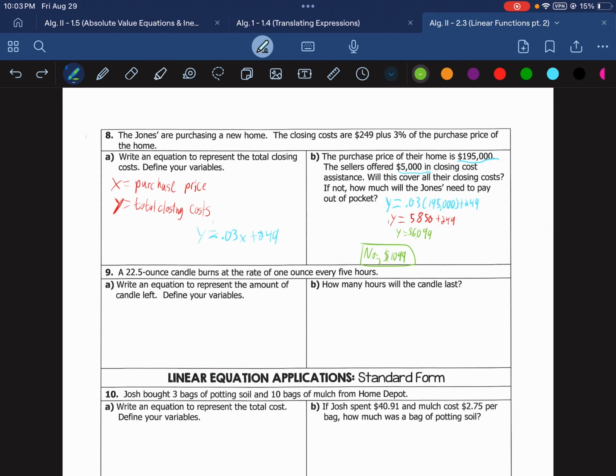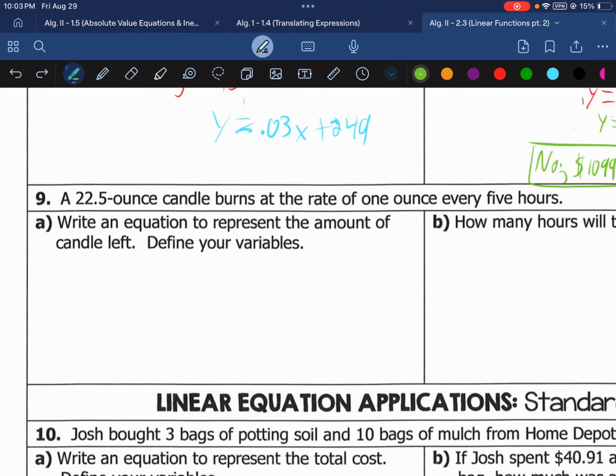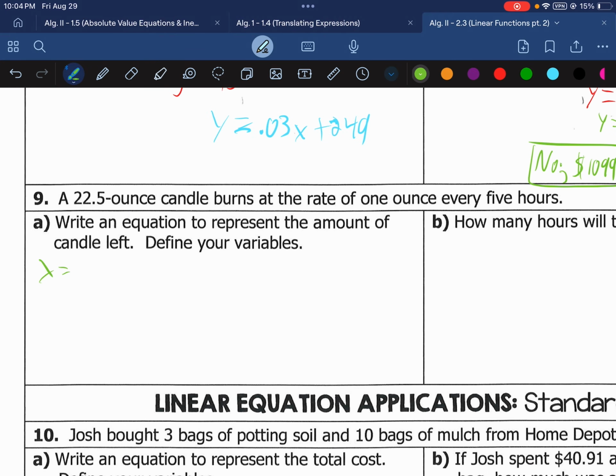Number 9, a 22.5 ounce candle burns at a rate of once every 5 hours. So on A, we're writing the equation, defining variables, and on B, we're going to use the equation. So I'm going to once again do X and Y. And X will be the number of hours that this candle is burning, and Y is going to be the amount of the candle left. So I'll just put candle left.